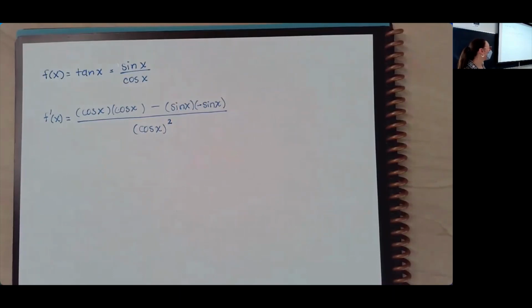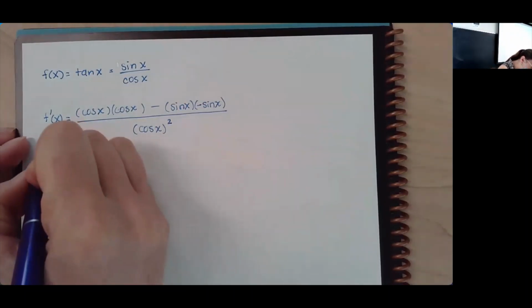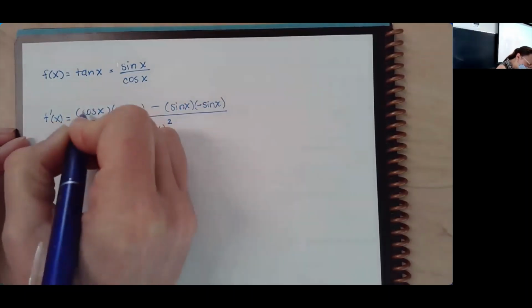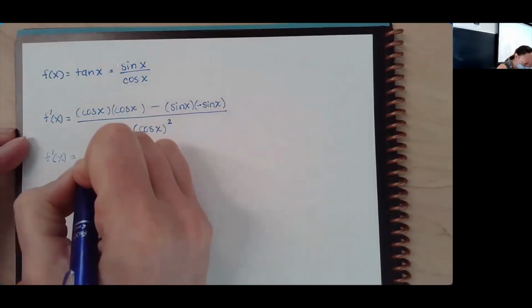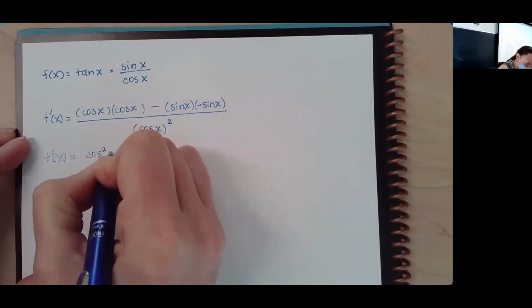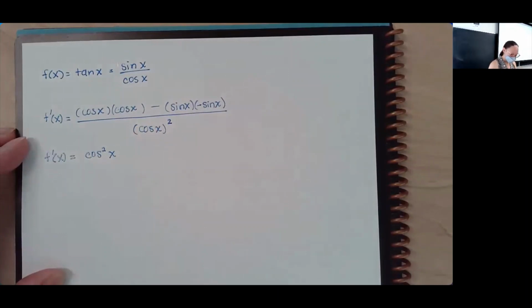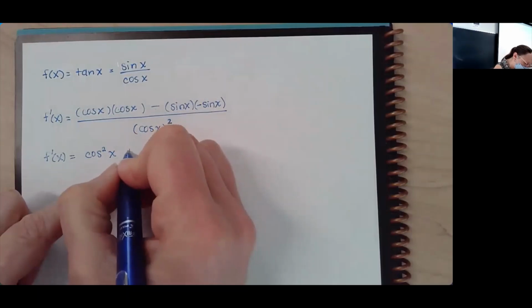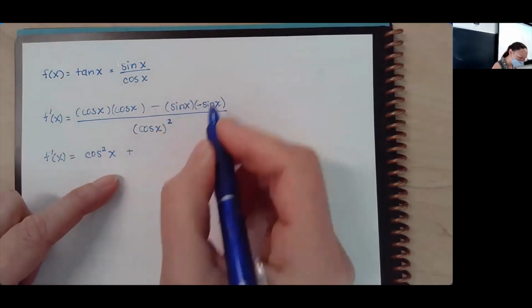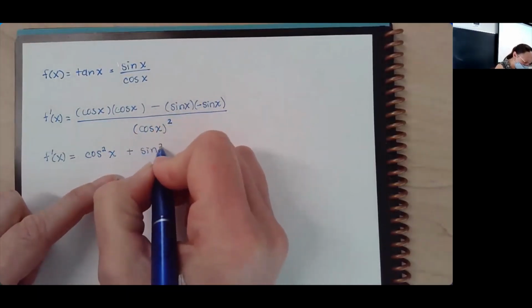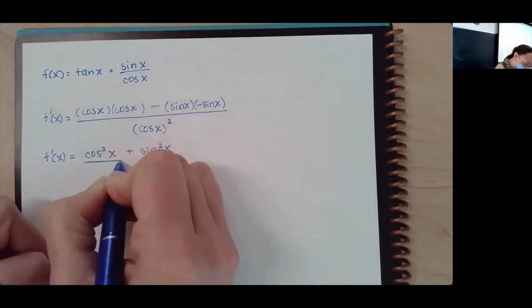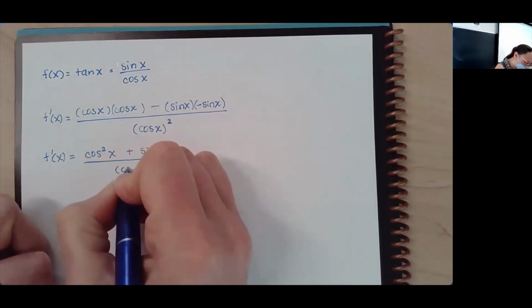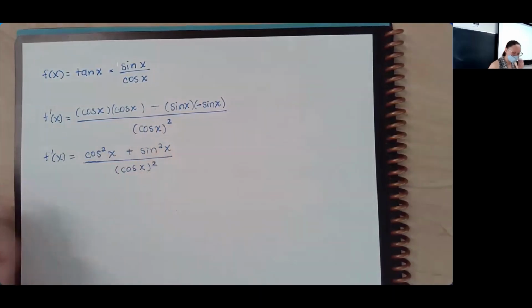Now, this is not usually how we memorize the derivative of tangent. We're going to use some trig identities to clean this up a bit. So on the top, notation-wise, if I have cosine of x times cosine of x, we often write that as cosine squared x. I've got a minus and another minus, which will turn that into a plus. And sine of x times sine of x, we can write as sine squared x. And then on the bottom, I'm going to leave that as cosine of x squared just for a minute.